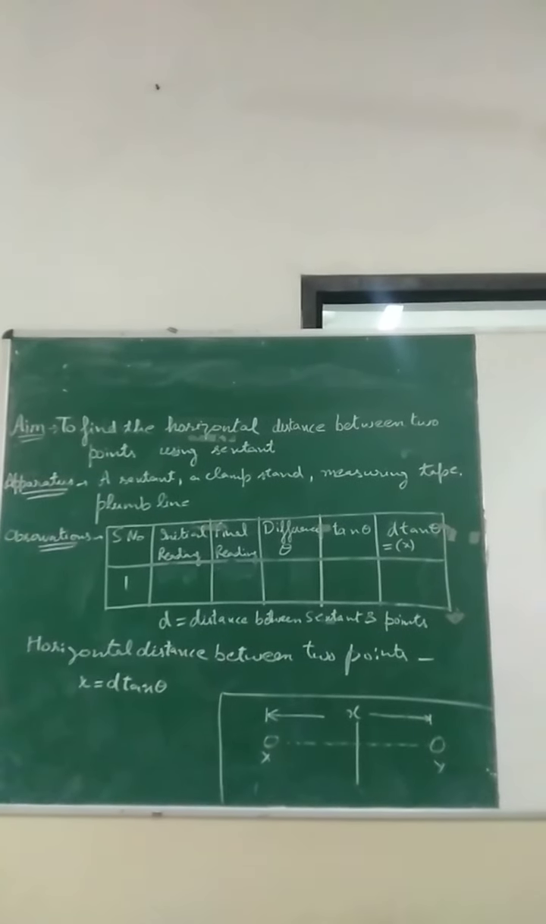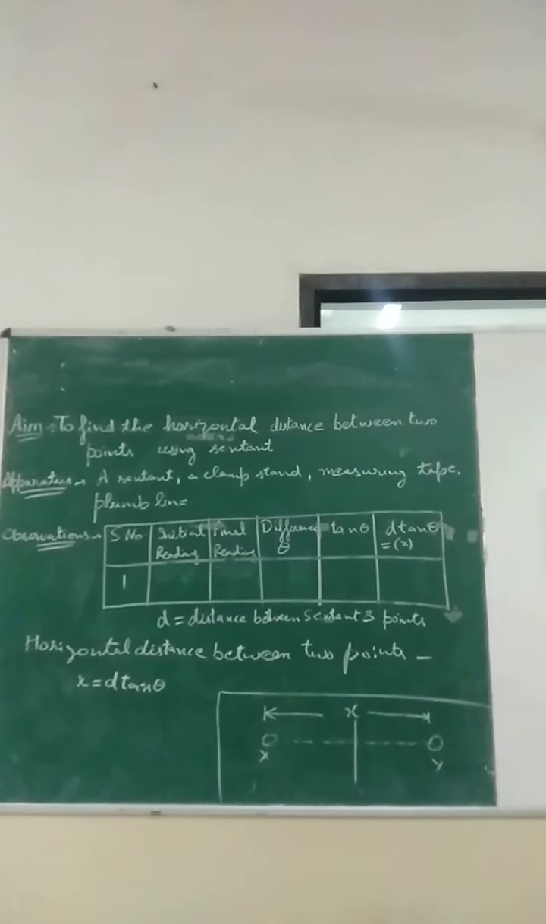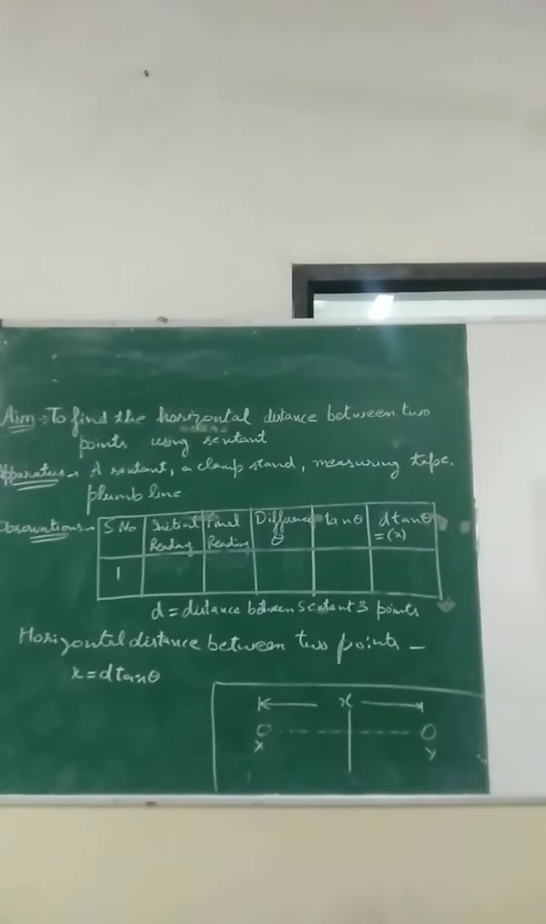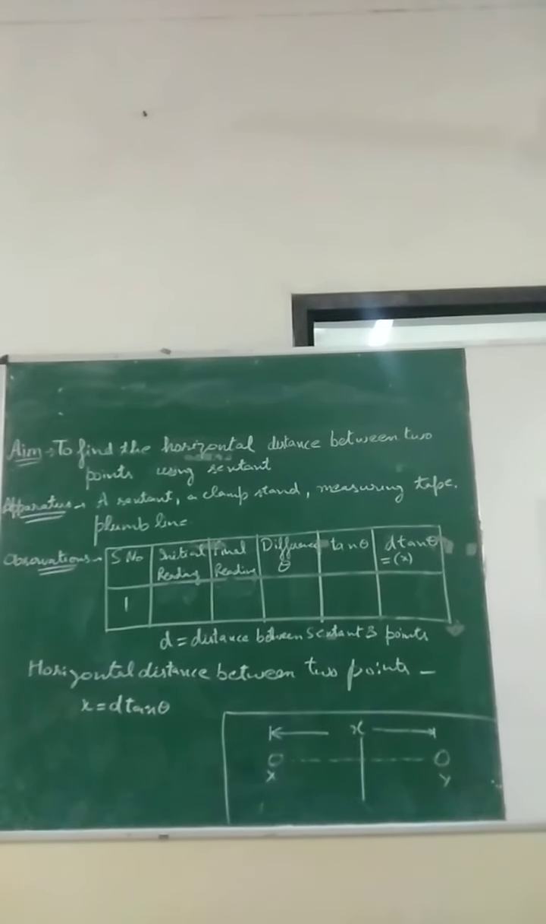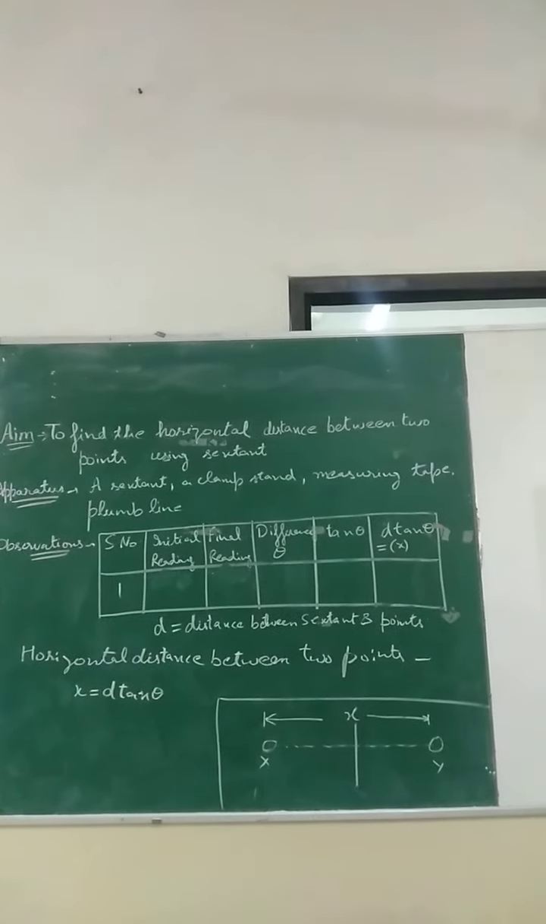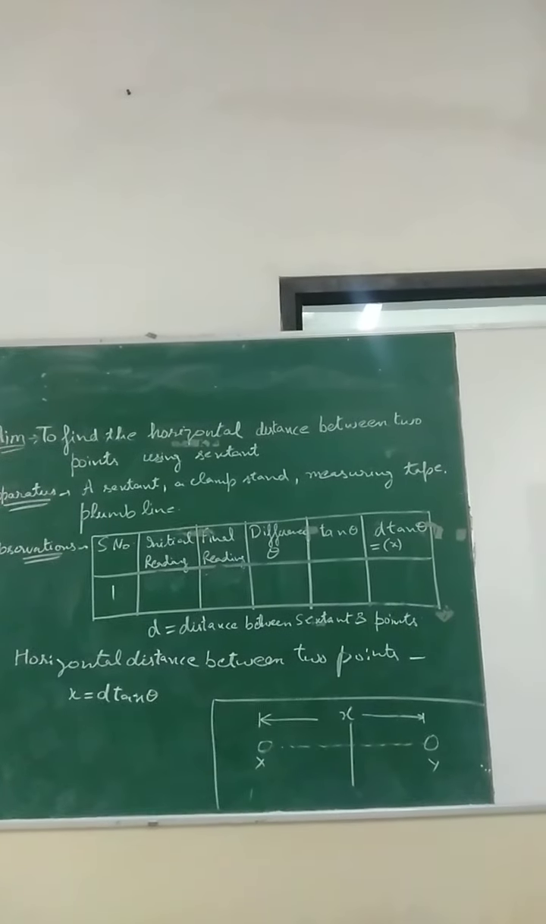Here in the picture on the bottom half I have drawn a figure with two points, x and y. These are horizontal, and x is the distance between these two points which I measure with the help of the sextant. The formula for the horizontal distance between the two points is x equals d tan theta, where d is the distance between the wall and the two points, and theta is the variation between the readings of one point and the other point.